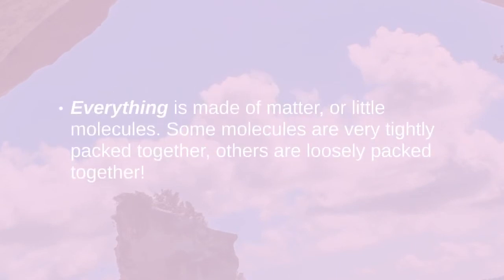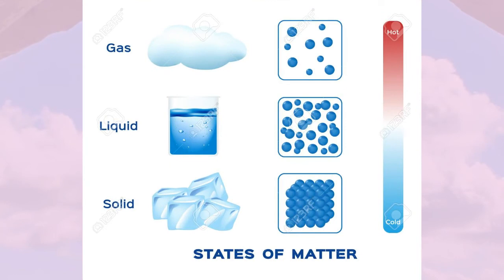But first, everything is made of matter or little molecules. So some molecules are very tightly packed together and others are loosely packed together. And these molecules are so tiny we can't see them with our own eye, but when they're all put together, that's when we see things like this. So this is an example of solid, liquid, and gas. Solid molecules, you can see, are very tightly packed, and it almost looks like a square. It's very structured. You can tell the shape of the object. But liquids are a little different. So they're still close together, but they don't have a defined shape, and they're going to move around much more than solids.